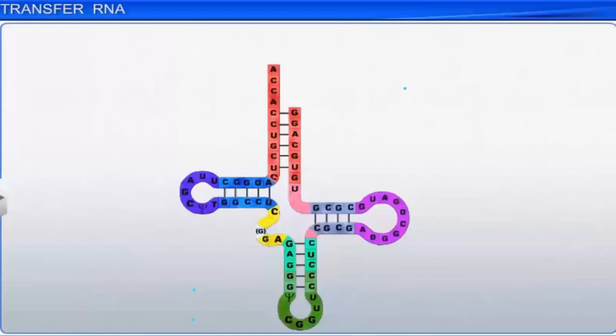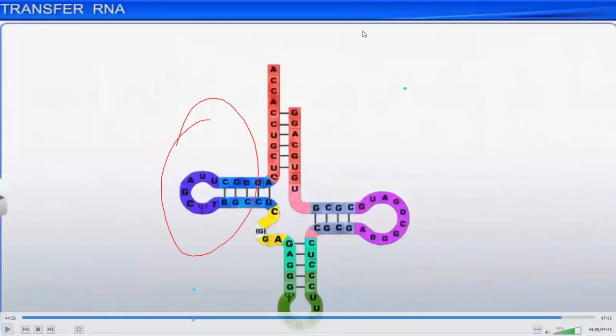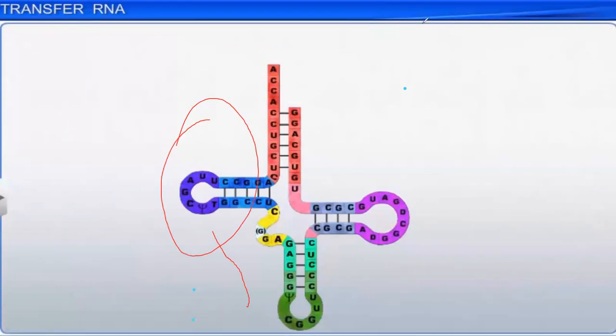Fine. Here, this is the site. This site is known as the ribosomal recognition site. When mRNA is prepared inside the nucleus and comes out of the nucleus into the cytoplasm, meantime what is happening is the adapter molecule in the cytoplasm. This is the area, this is the site.